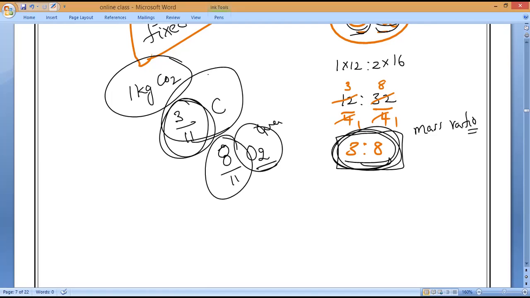Till here, any doubt? Please don't be late. Abhirami and Divya, I'm saying. Divya, do you understand? Please say yes or no.